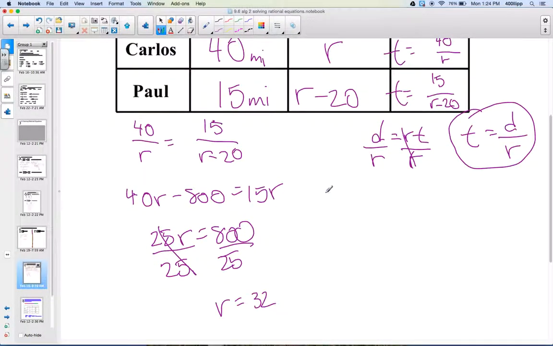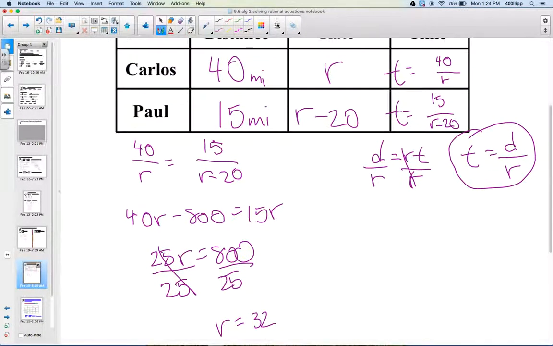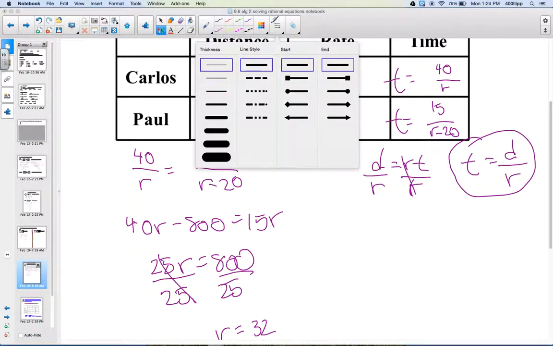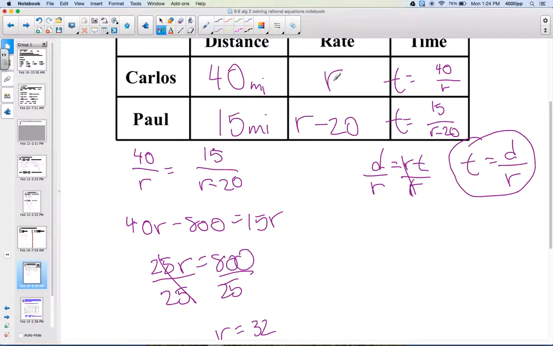So we got r to be 32, and then we can come back up here and see that we have Carlos's rate. So Carlos's rate is 32 miles per hour, and Paul's rate is going to be 32 minus 20, which is going to give us 12 miles per hour. And that will be the rate for each of the bicycle and the motorbike. And that's all for today.